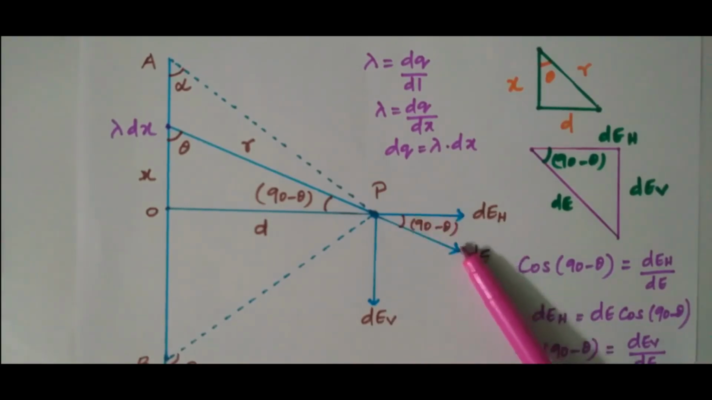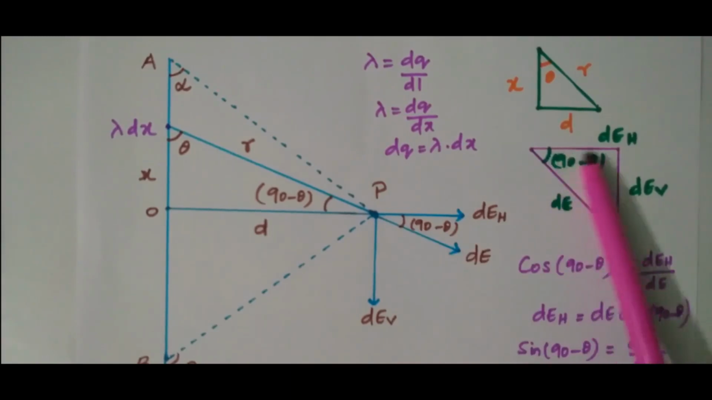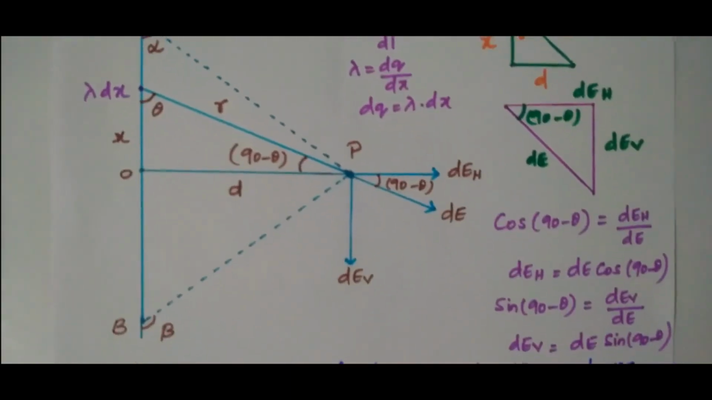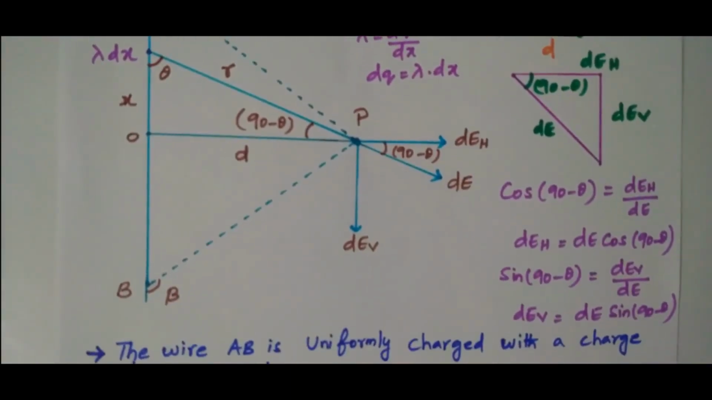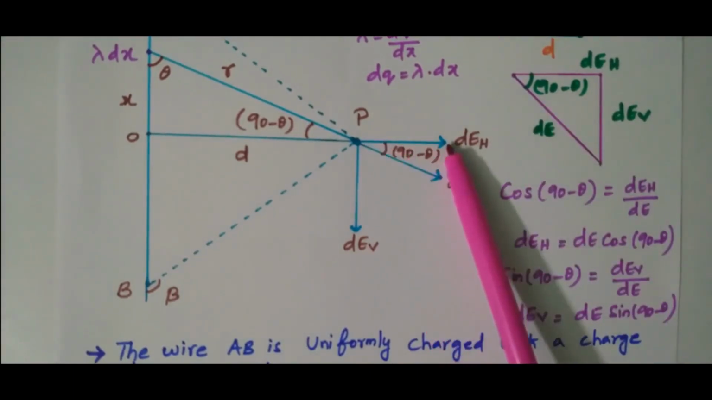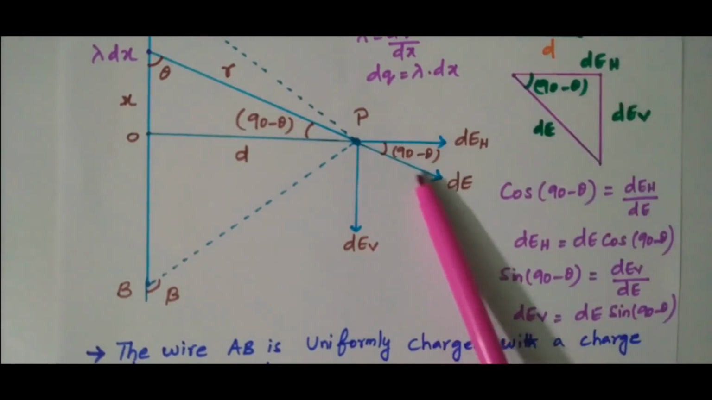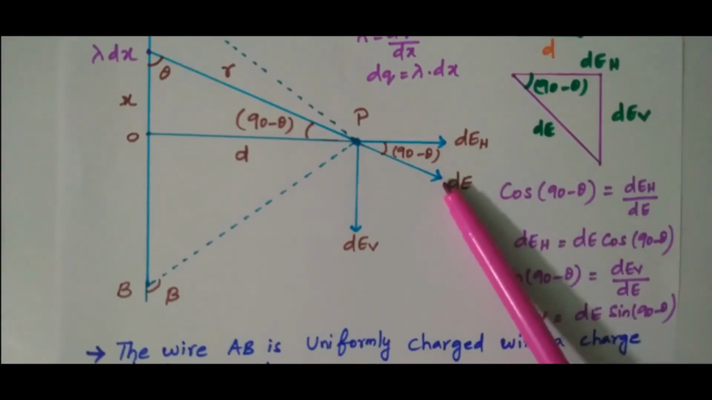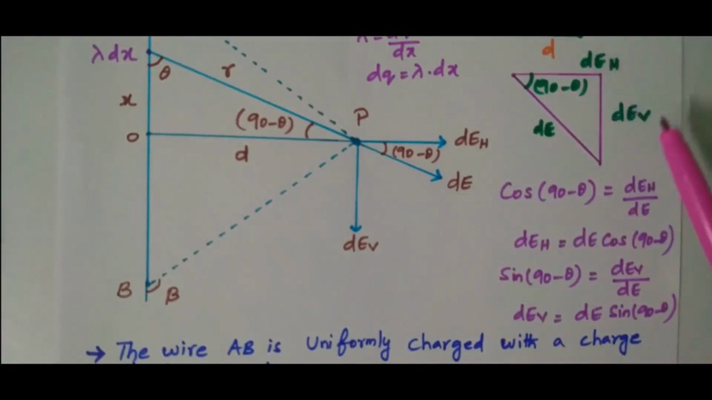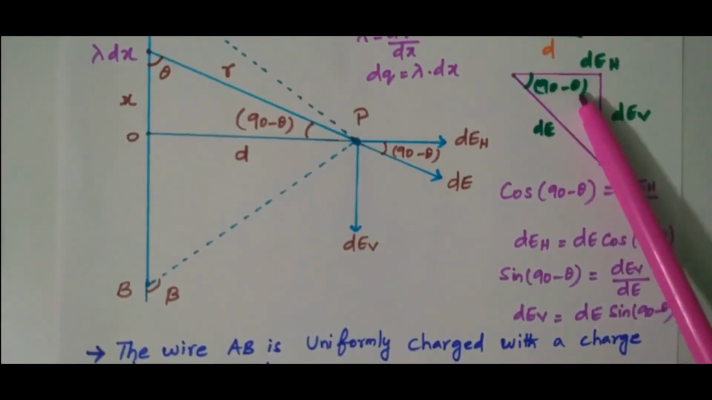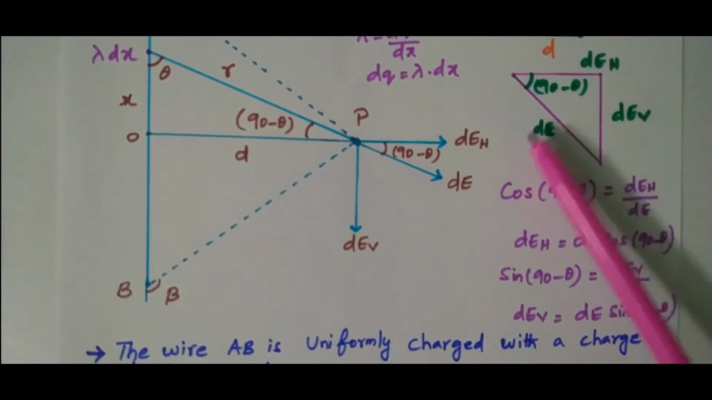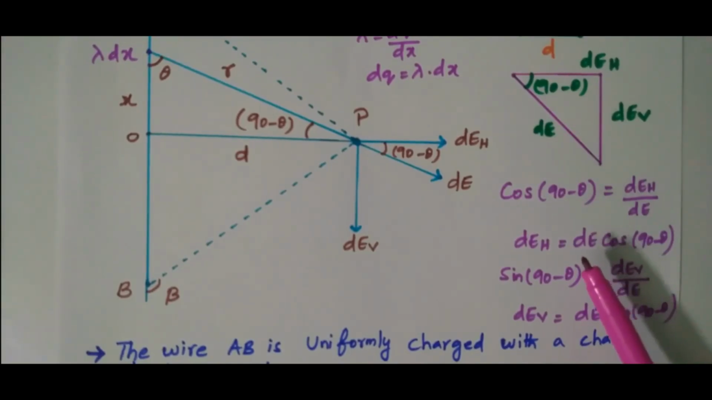So this triangle, in order to find the horizontal and vertical component, is drawn separately here. This is the horizontal component, this will be the total component, and this will be the vertical component: DEH, DEV and DE. And the angle will be 90 minus theta. From this we can find the expression for the horizontal component and the expression for the vertical component. How will you find them?